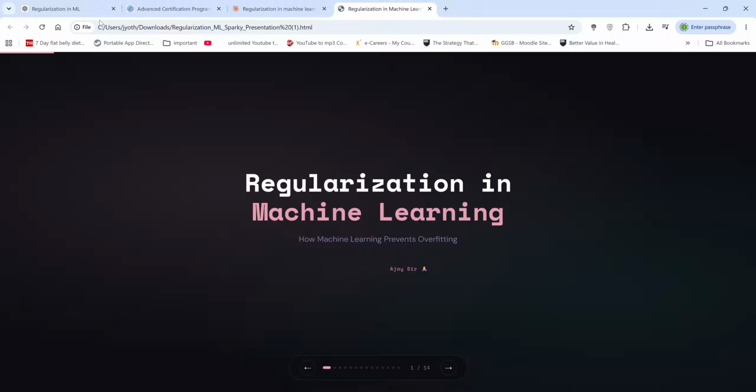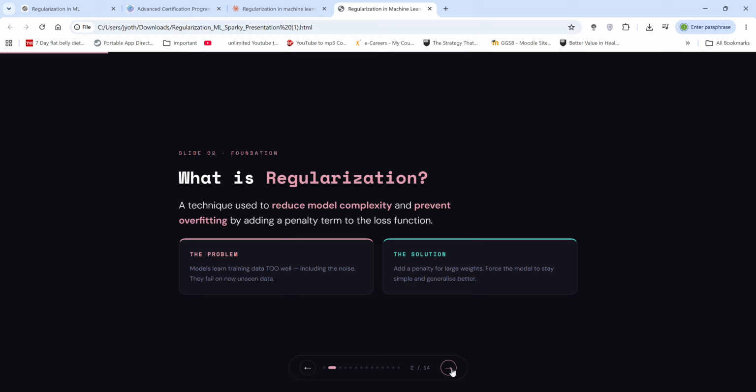So today, what are we doing? We are doing regularization in machine learning. So let's see what regularization is. Regularization is a technique used to reduce model complexity and prevent overfitting by adding a penalty to the loss function. Now this sounds very complex, so let's break it down simply.